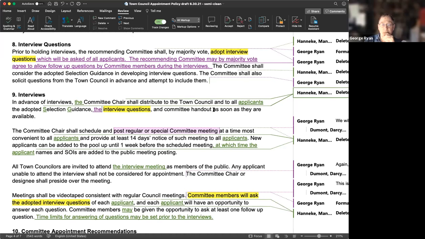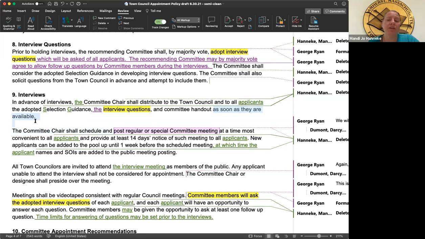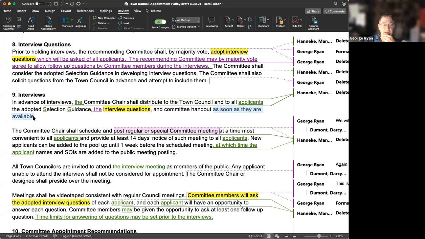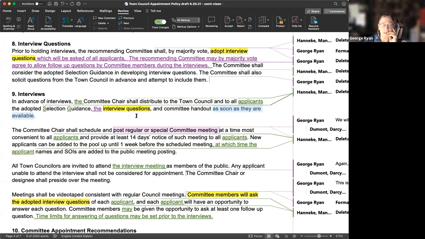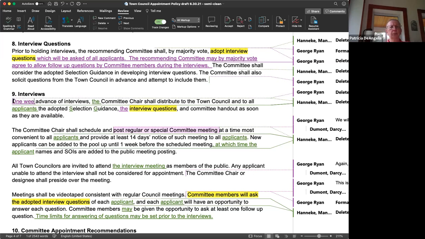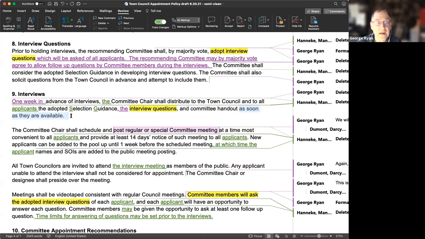Okay. And just say in advance of interviews, or if in advance is too general, put at least 1 week before interviews. Or maybe just leave it vague. In advance of interviews, the committee chair shall distribute to the town council and to all applicants the adopted selection guidance and interview questions and the committee handout. And just leave it at that. You want 1 week in advance? Just say 1 week in advance of interviews, the committee chair shall. What do you think? I can change this again.